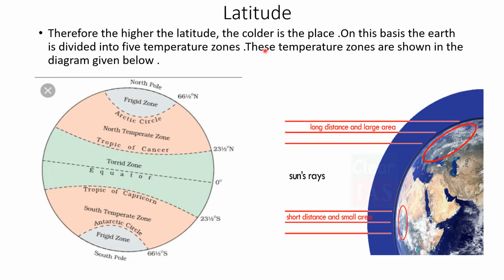On this basis, the Earth is divided into 5 temperature zones. That is, the torrid zone, the north temperate zone, the south temperate zone, and the 2 frigid zones.